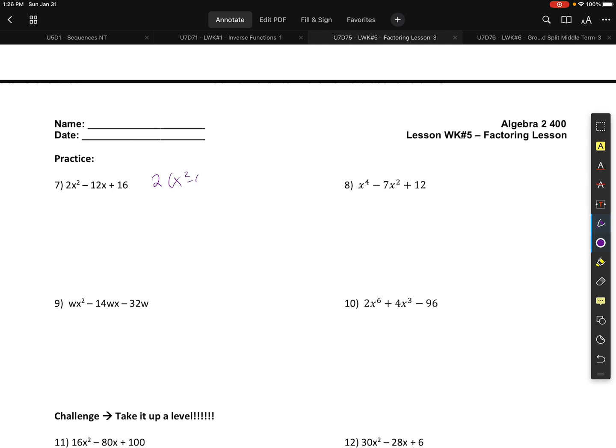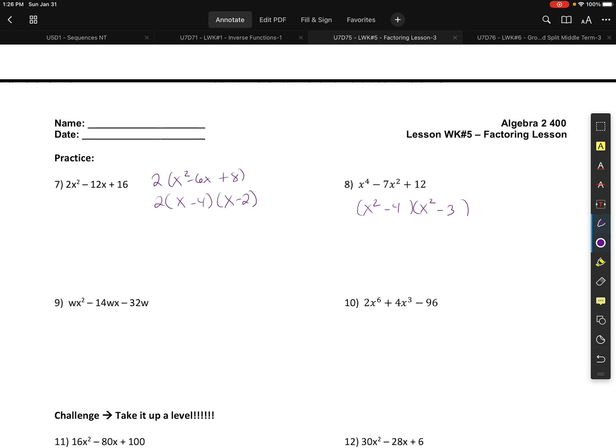GCF. X minus 4, x minus 2. All right, lead is x to the 4th, middle is x squared. We're good. X squared minus 4, x squared minus 3. Not done yet. Factor till the very end. X plus 2, x minus 2. GCF, do not forget about GCFs. It will make life easier.